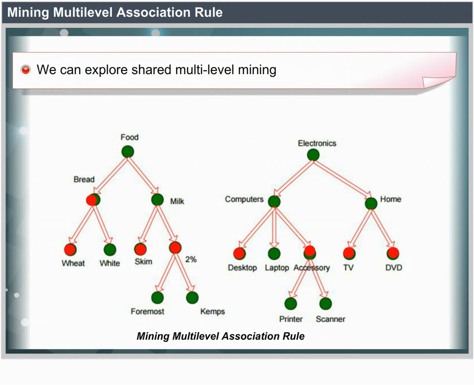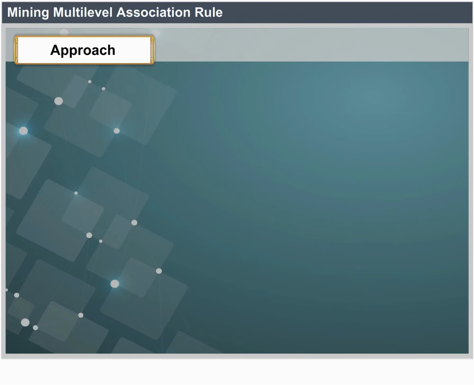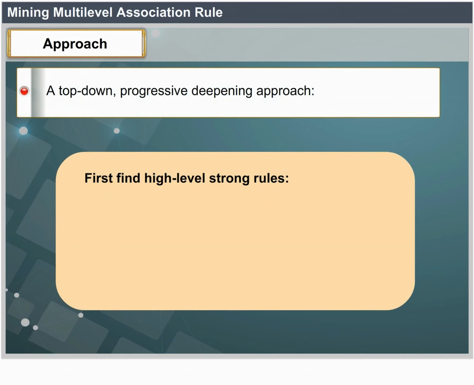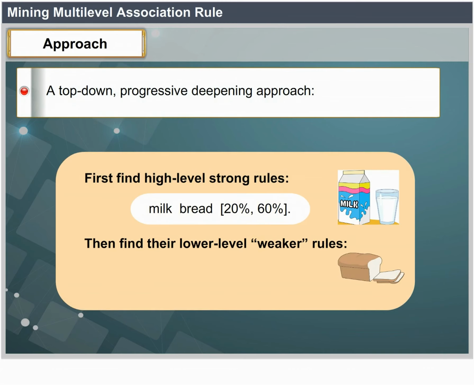Approach: a top-down progressive deepening approach. First, find high-level strong rules. If a person buys milk, he also buys bread, with a support of 20% and a confidence level of 60%. Then find the lower-level weaker rules. 2% of the people buying milk also buy wheat bread, with a support level of 6% and confidence of 50%.